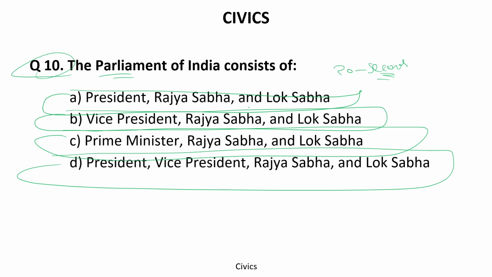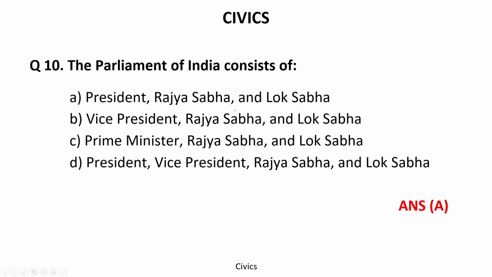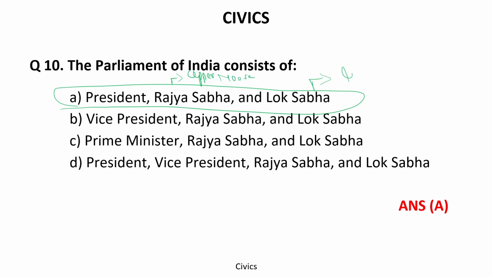Time's up. Correct answer is A. The Parliament of India consists of the President, Rajya Sabha and Lok Sabha. Rajya Sabha is known as Upper House. Lok Sabha is known as Lower House. Okay. Move forward.